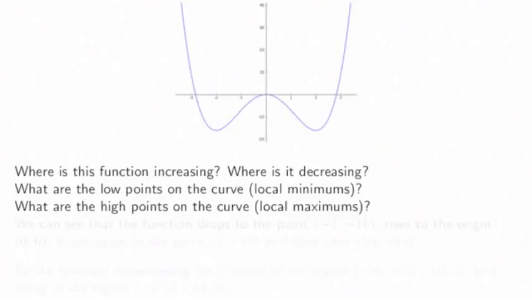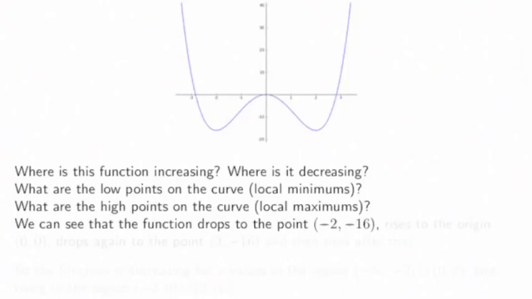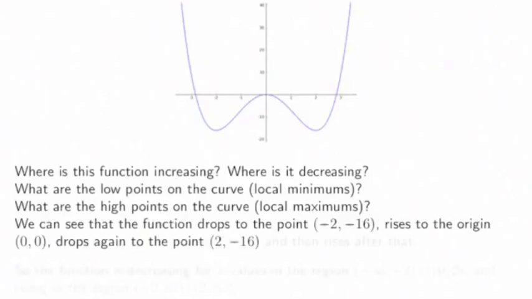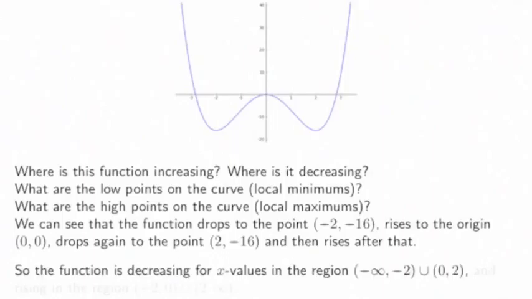We can see that the function drops from the left to the point where x is minus 2 and y is minus 16, and then it rises back up to the origin, and then it drops again down to 2, minus 16, and then rises after that. So the function is decreasing for x values in the region from minus infinity to minus 2, in other words, to the left of minus 2. It's also decreasing between 0 and 2, but it's rising in the region from minus 2 to 0, and then to the right of 2.